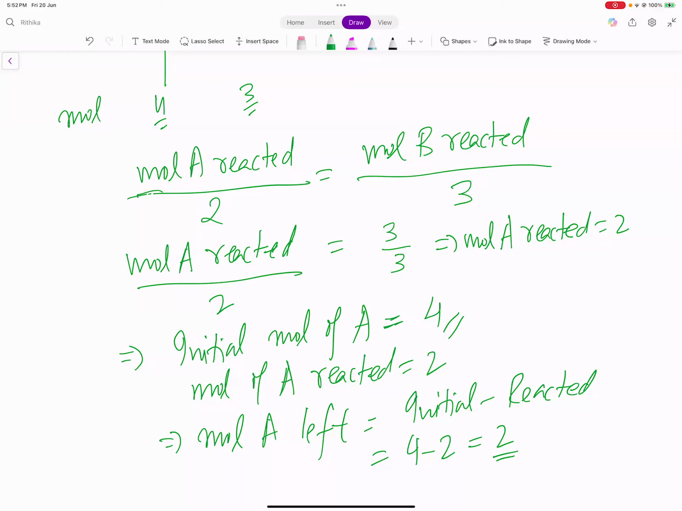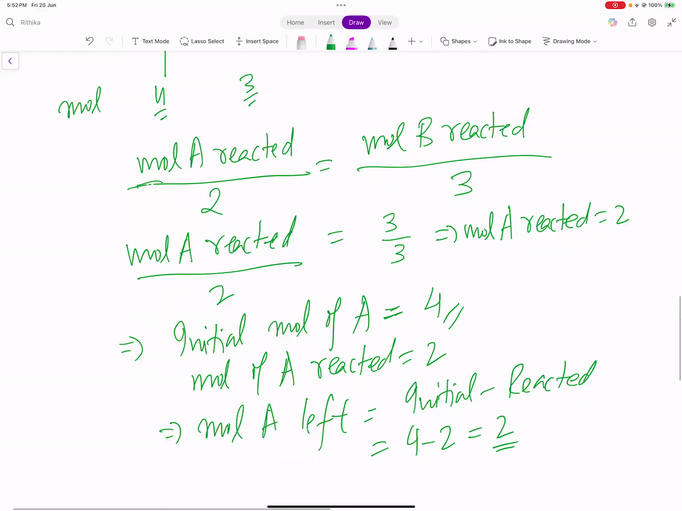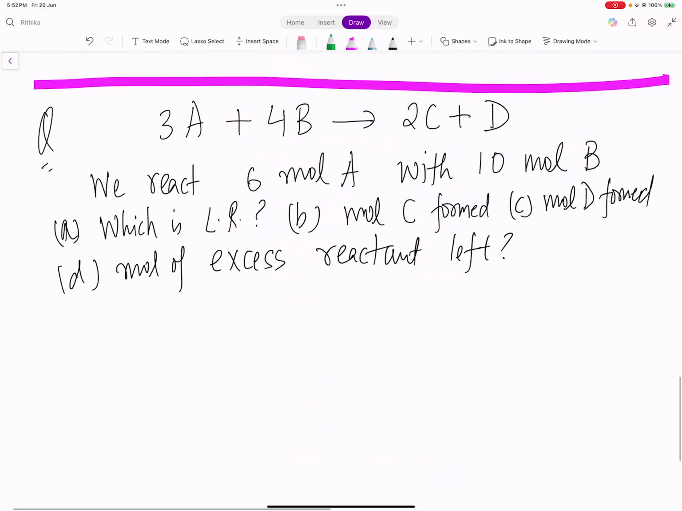For the excess, you have been given the number of moles of B as 10. So when you do 6 by 3 is equal to mole B by 4, you get 8 moles. So the excess reactant is B, and it will be 10 minus 8, which is 2 moles.